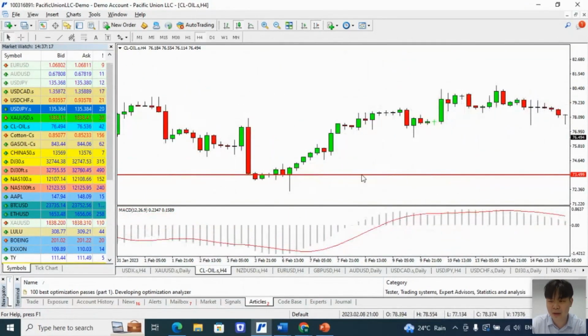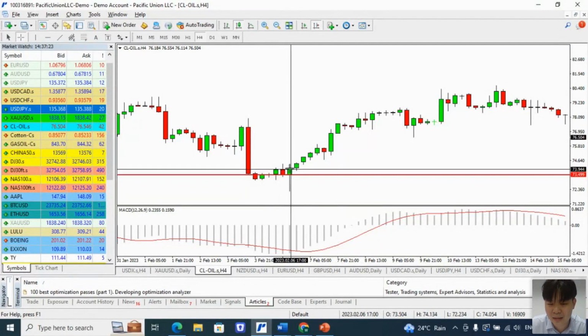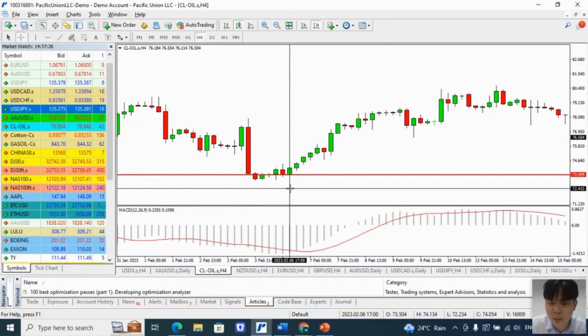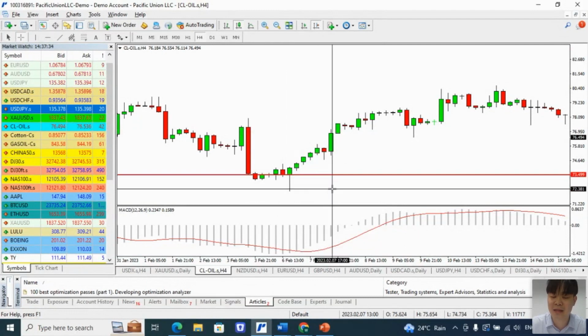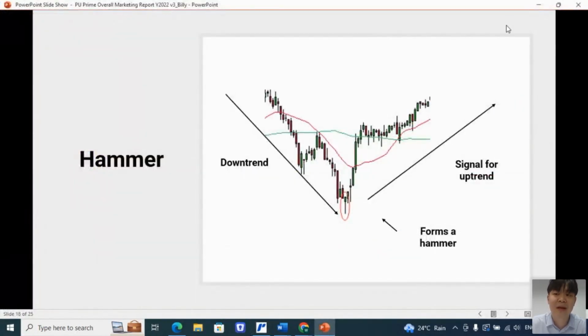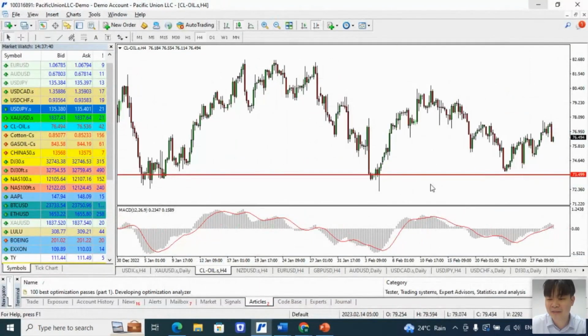Do you see that the body is very short, but the shadow below the body is very long? This is what we call a hammer, right? As we showed just now. So after this candlestick forms, the oil price starts to rebound back. Okay, so this is an example.